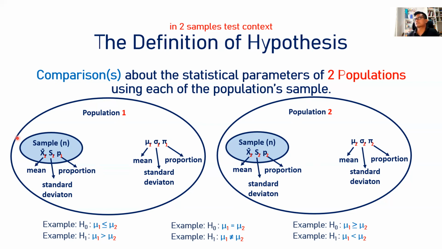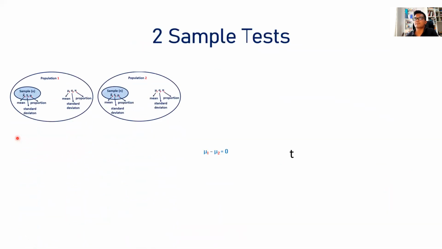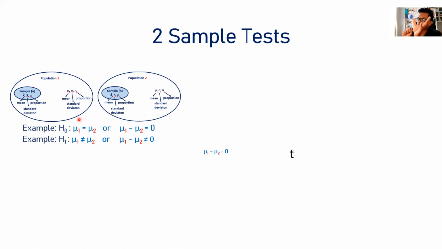So let's go on with an example. For two-sample tests, let's say the claim is mu1 equals mu2, or the averages are equal. Let's say that the average income of country A equals that of country B. This is the null hypothesis statement. In other words, the difference in income between country 1 and country 2, mu1 minus mu2, equals 0. So this is the claim, or the null hypothesis.